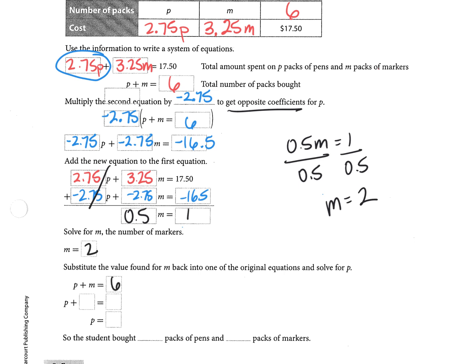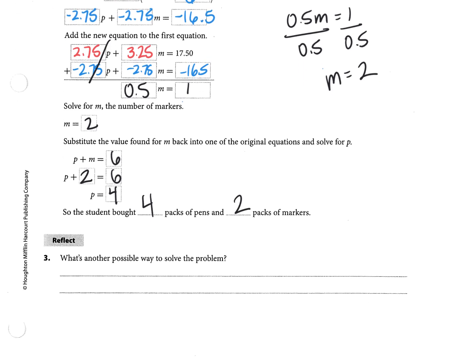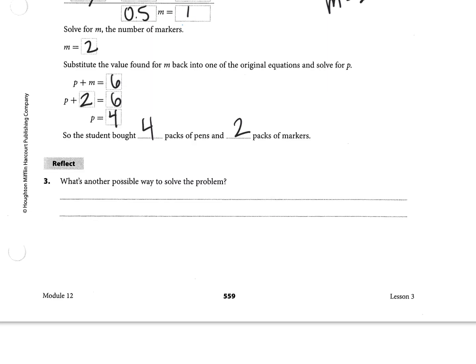And we are replacing the m with the 2 in one of the original equations. And if we subtract 2 from both sides, that means p has to be 4. So they purchased 4 packs of pens and 2 packs of markers. It says, what is another possible way to solve the problem? Instead of finding the opposite of p, we could have eliminated the m variable first.